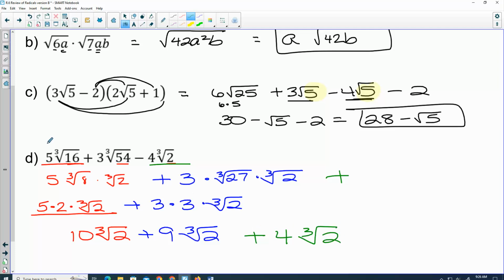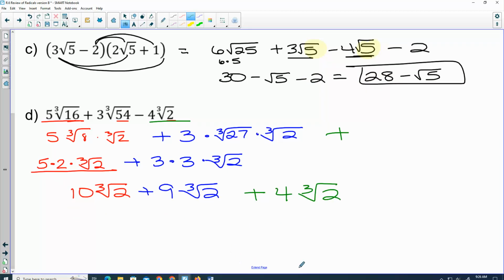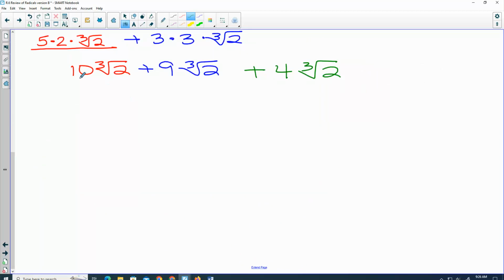But now if we look, every one of these has a cube root of 2, so we combine the coefficients. 10 plus 9 plus 4, and the cube root of 2 does not change.